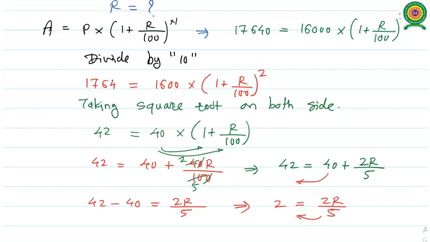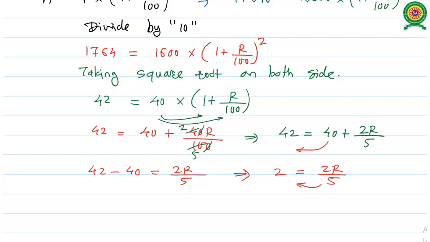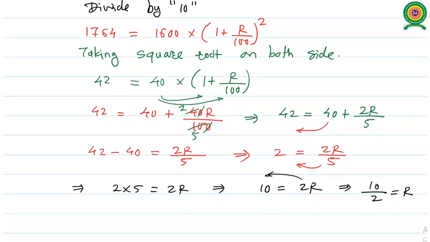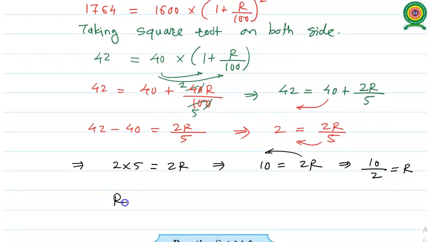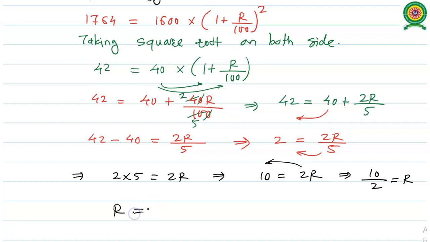Now to evaluate the value of R, we have to shift 5 from RHS to LHS. 5 is the divisor, after shifting it becomes a multiplier. So 2 into 5 equals 2R, 5 2s are 10 equals 2R. Now to evaluate R, shift the 2. 2 is a multiplier, after shifting it becomes a divisor. So the value of R is 10 divided by 2, which is 5. R is the percentage per annum, so let's put the unit as a percentage. R value is 5%.